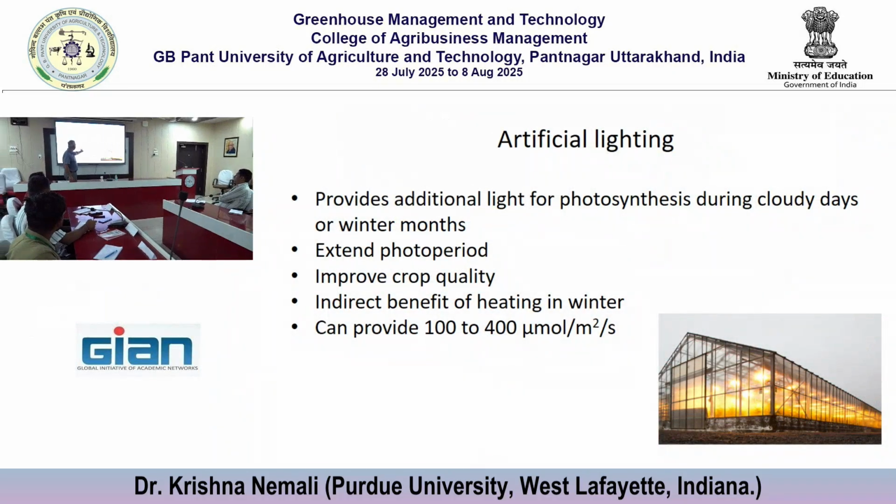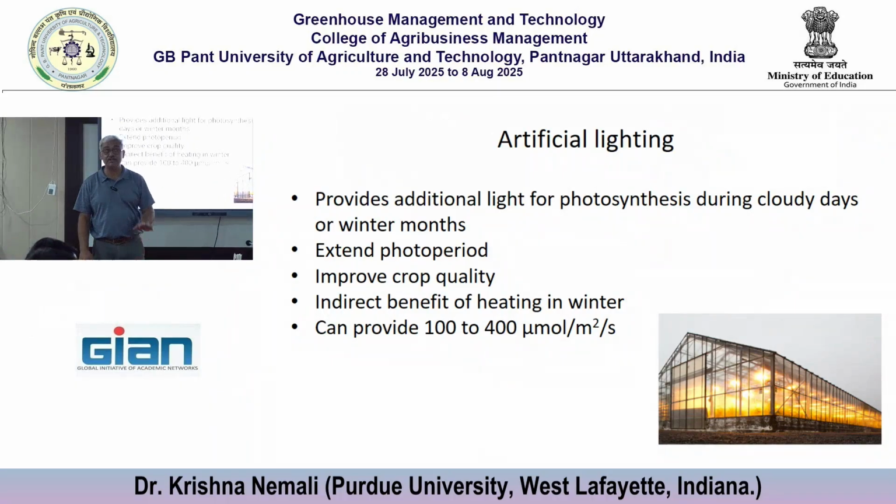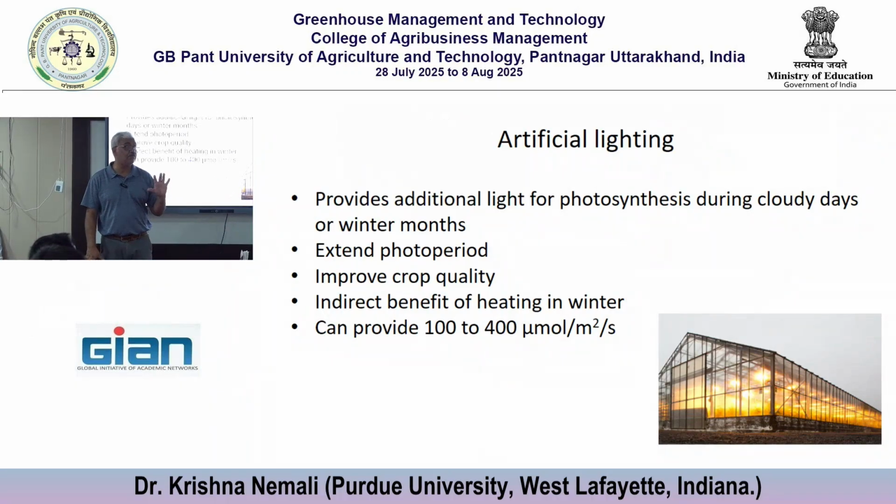Although I have a range here between 100 to 400, generally speaking, most of these artificial lights can only provide approximately 150 to 200 micromoles per meter square per second. Okay. The thing is, if you remember from yesterday's tutorials, you did DLI calculations, and I put supplemental lighting 150 or something during the night times.